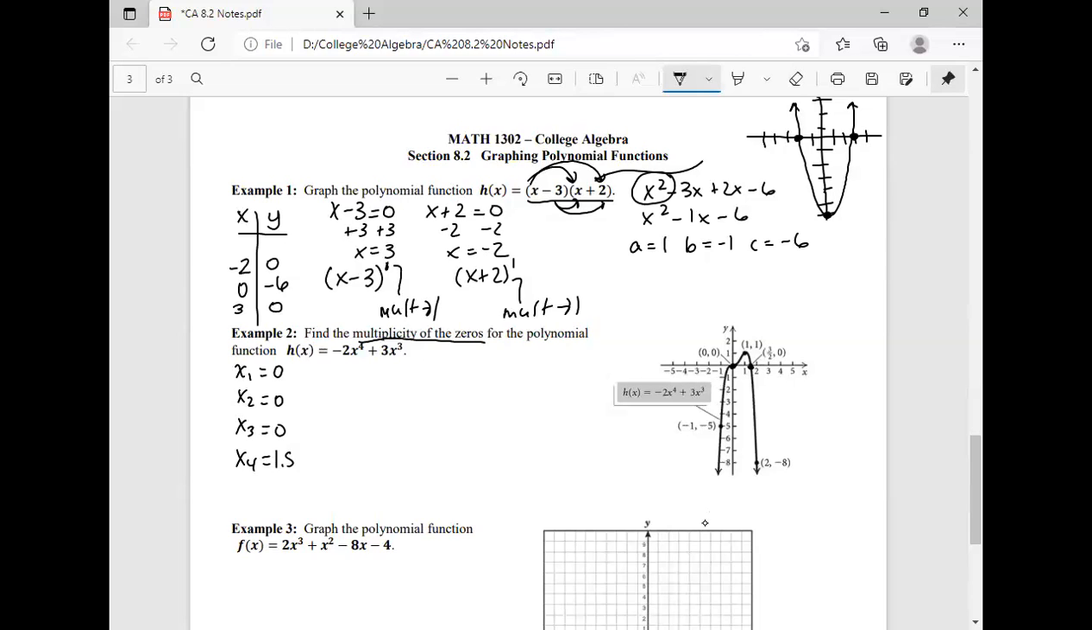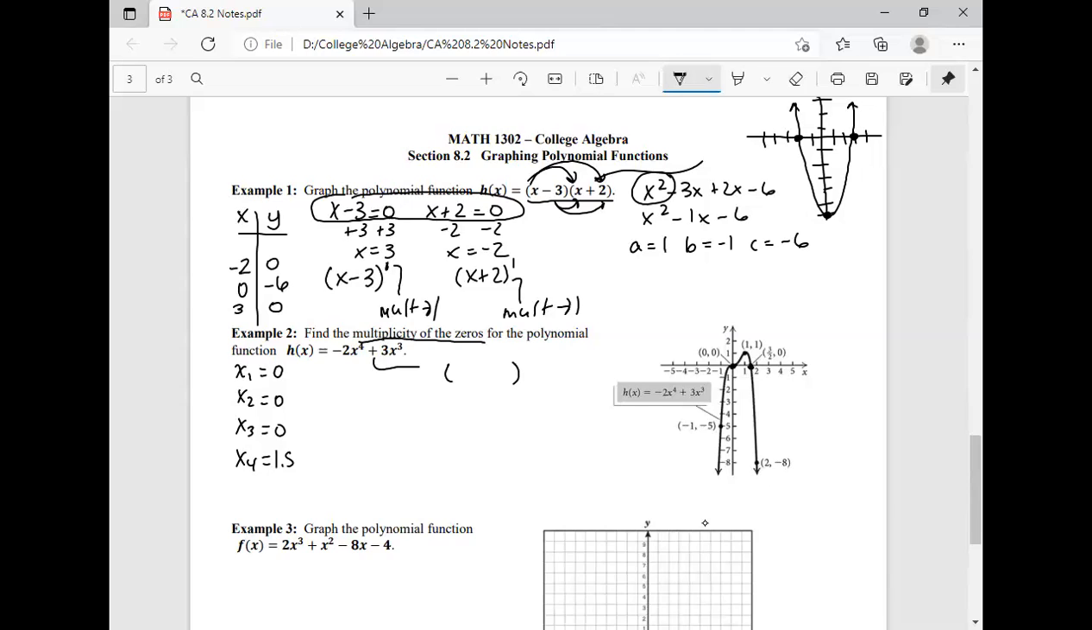But the multiplicity comes from factoring the problem and figuring out what the exponent is here. So let's talk about this, because some of you are going to probably struggle with this. So what I'm trying to do is factor -2x to the fourth plus 3x to the third, so I can figure out the multiplicity.